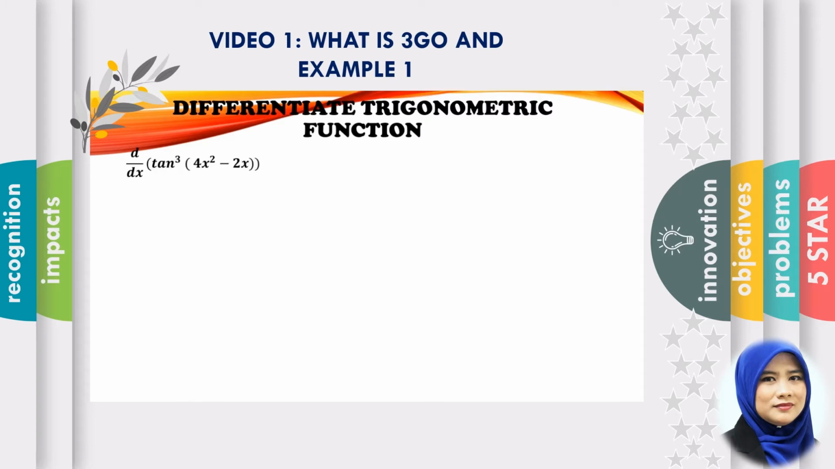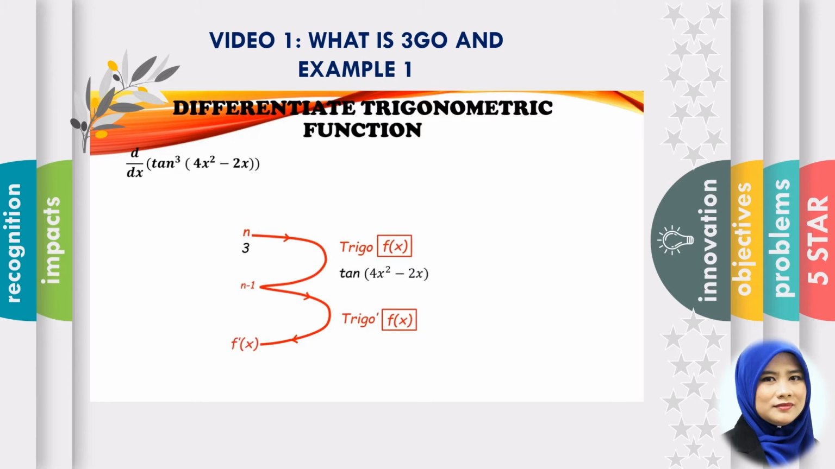So we have tangent cubed of 4x squared minus 2x. We draw number 3, so we know that n is 3. Trigo f(x) is tangent of 4x squared minus 2x, and n minus 1 is 2. And then trigo prime is secant squared of f(x), which is 4x squared minus 2x. Then we differentiate our f(x), so we get 8x minus 2.